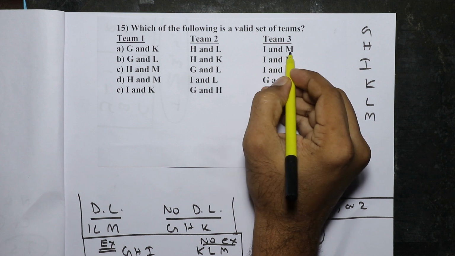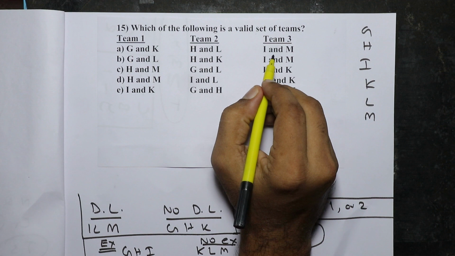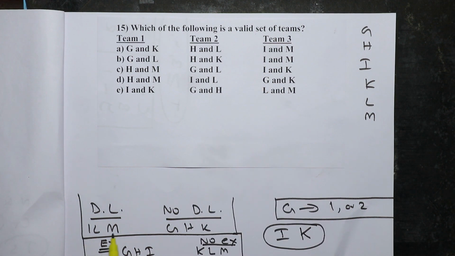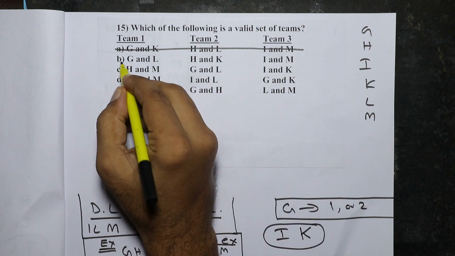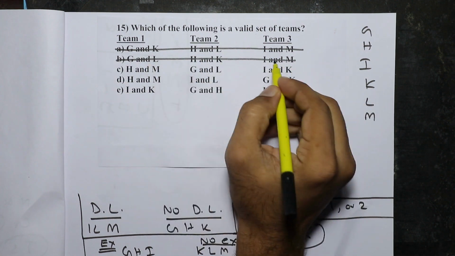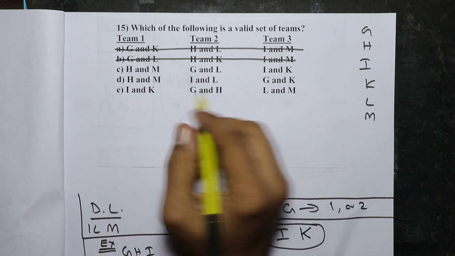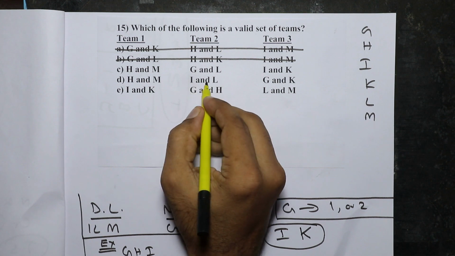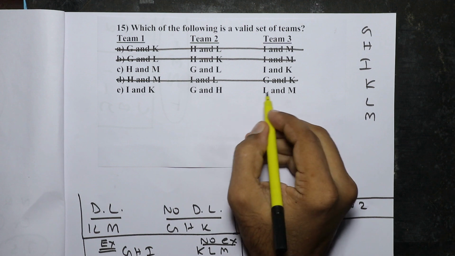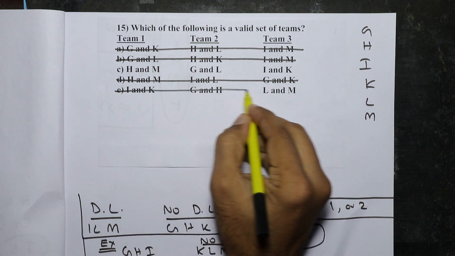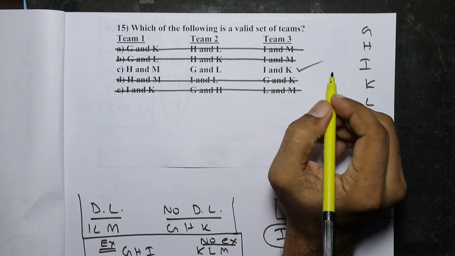Here both I and M are in team 3. That is not possible. Each team should have exactly one person, that is I, L, and M, exactly one. So A is wrong. So here again I and M, that is not possible. I, L, and M should be in different teams. Here I, L, and M, that is okay. I and L, they are both in the same team. That is not possible. Here I, L, and M are in the same team. That is not possible. So you can see that only option C satisfies. Hence option C is the right answer.